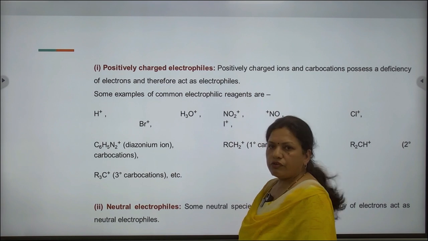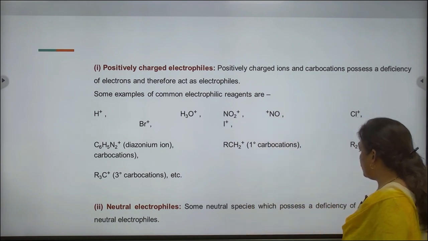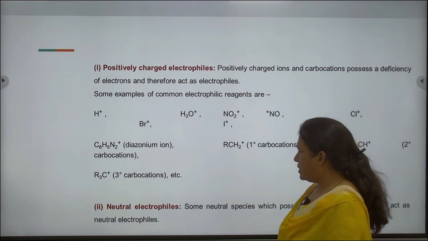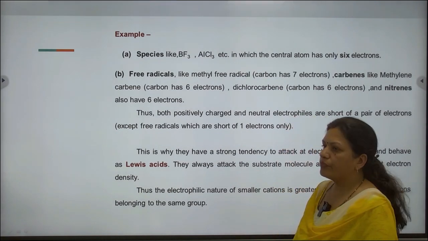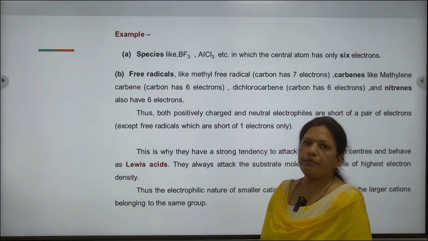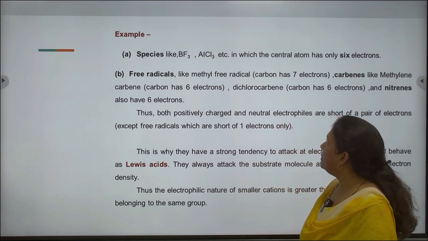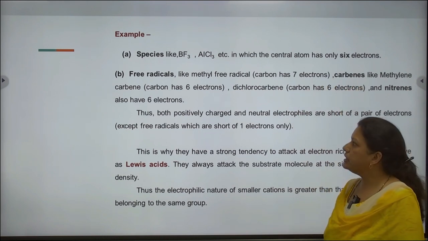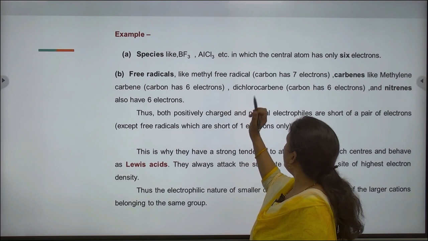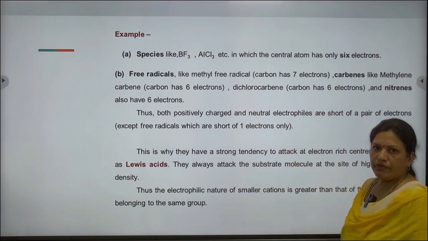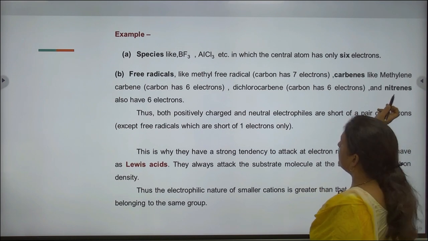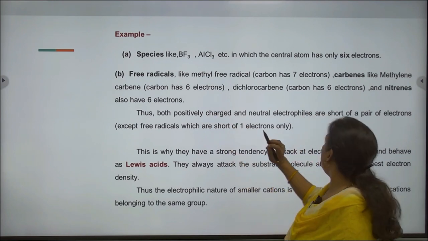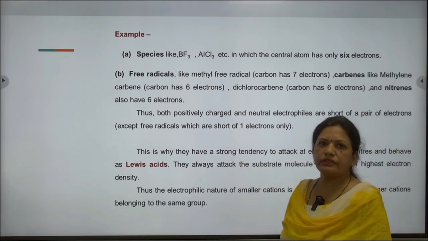Now, neutral electrophiles. Some neutral species which possess a deficiency of electrons act as neutral electrophiles. Examples are species like boron trifluoride and aluminium trichloride, in which the central atom has only 6 electrons, and free radicals like methyl free radicals, where carbon has 7 electrons, and carbenes like methylene carbene and dichlorocarbene, in both of which carbon has 6 electrons, and nitrenes also have 6 electrons.